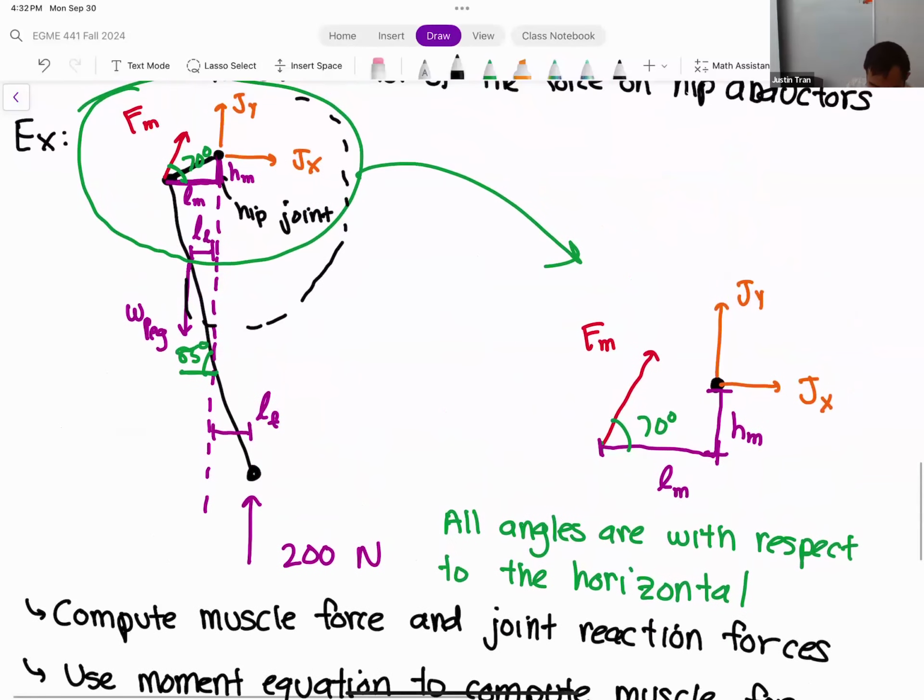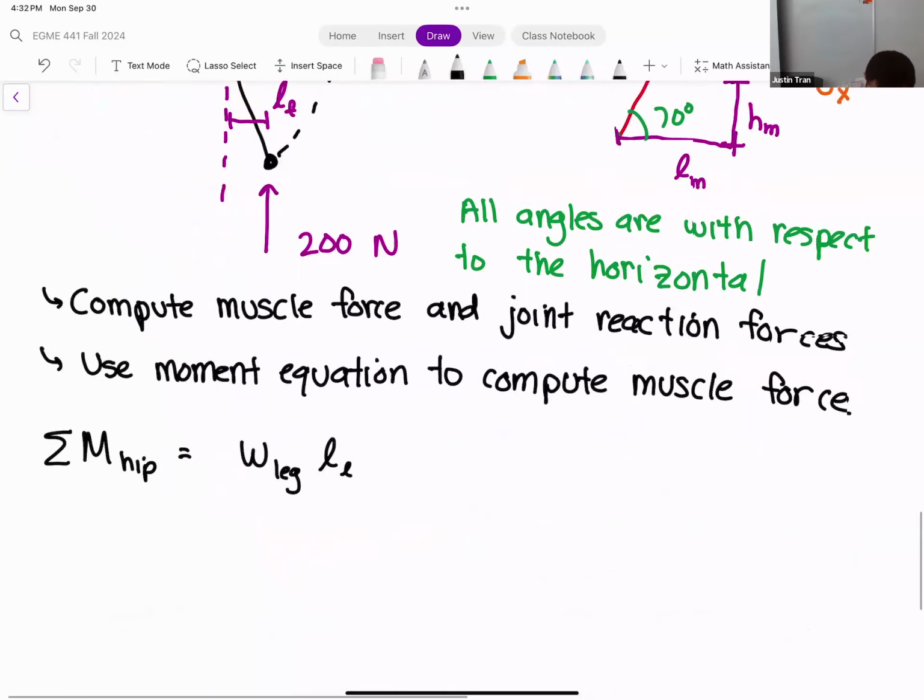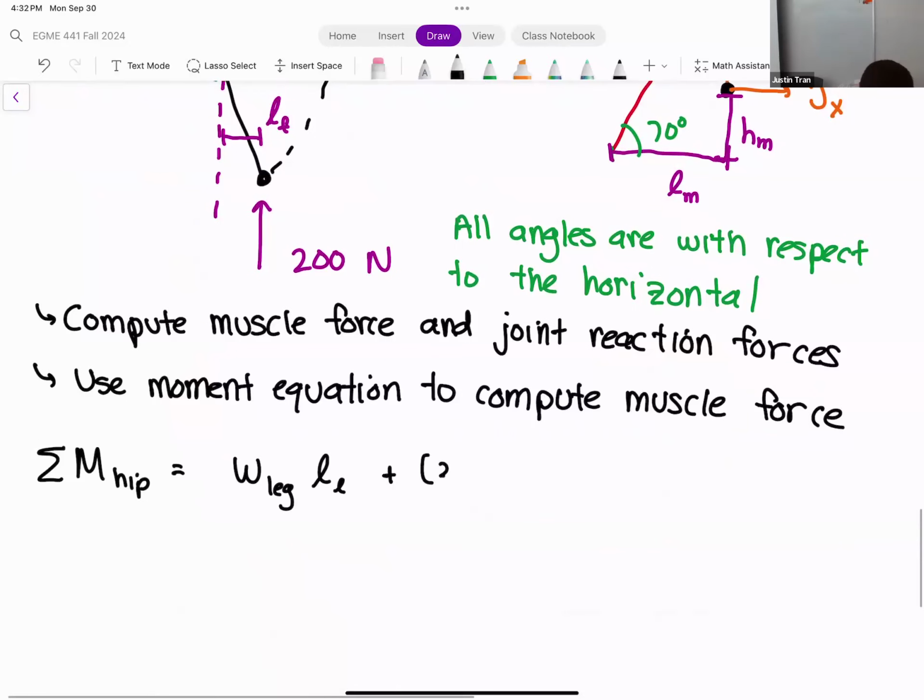And then same thing for the normal force from the ground, right? The normal force from the ground is on the other side and it's vertical. And so if you trace this out, again we're going in this counterclockwise direction, right? And so we're going to have plus 200 newtons multiplied by LF.